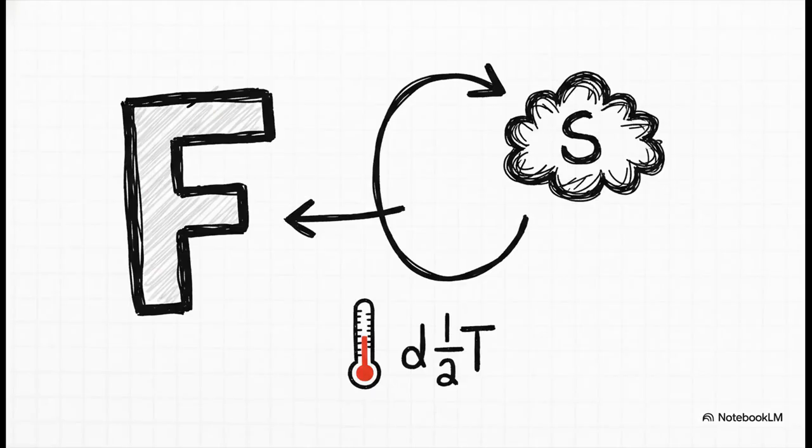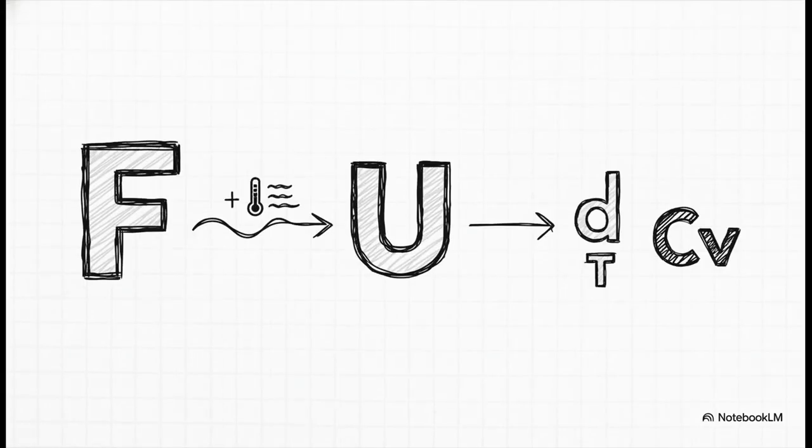And it's the same story for entropy. To find it, you just take the partial derivative of F again, but this time with respect to temperature at a constant volume. The logic is exactly the same. All the information you need is already packed inside F. And from there, everything else just falls into place.